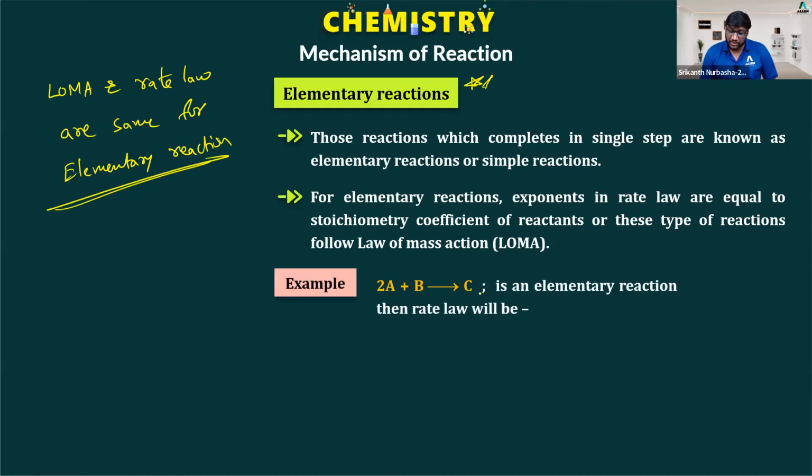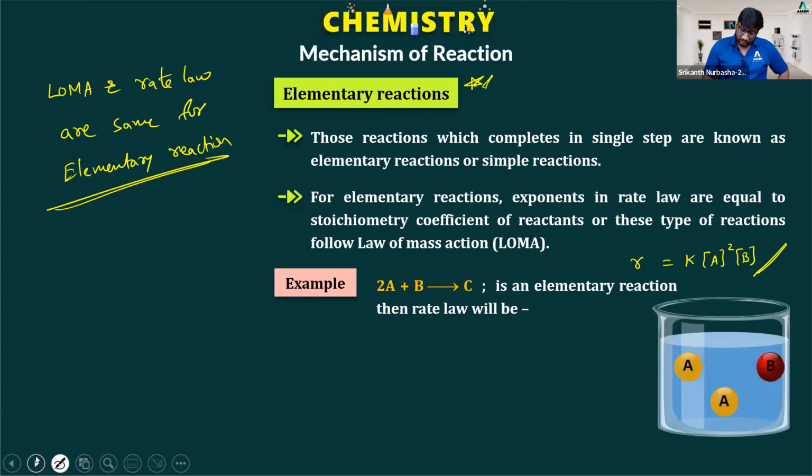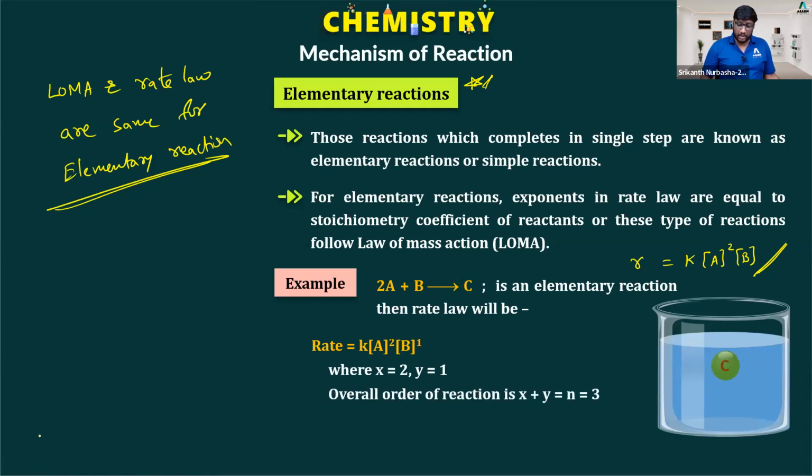Example: 2A plus B gives us C is an elementary reaction. Then you can say the rate law is R equals K into concentration of A power 2 into concentration of B, where X is equal to 2 and Y is equal to 1, which are the orders with respect to A and B. Overall order is 3. Molecularity is also 3.